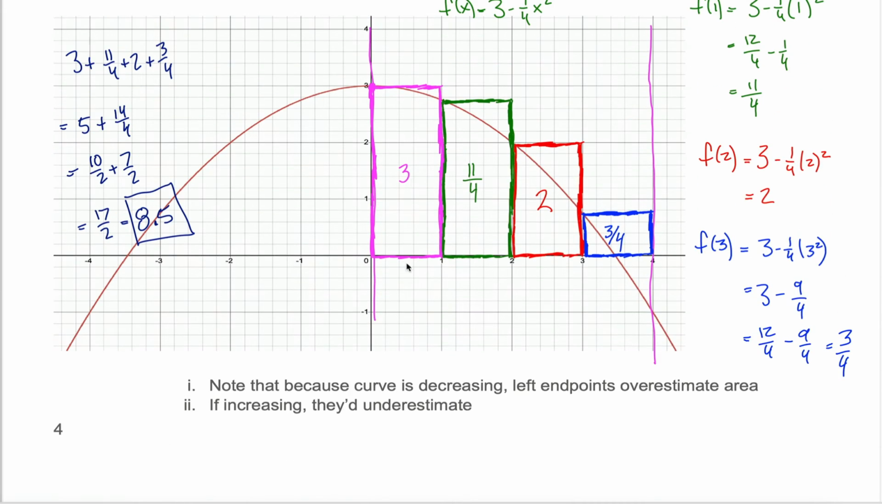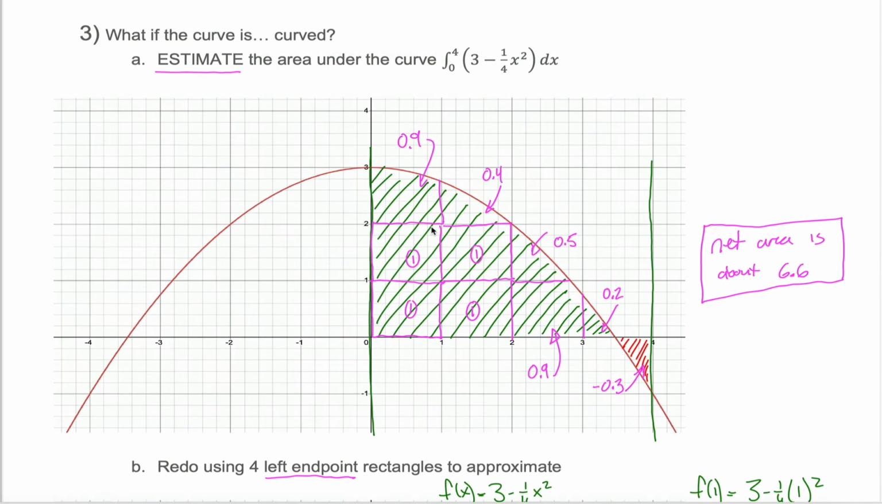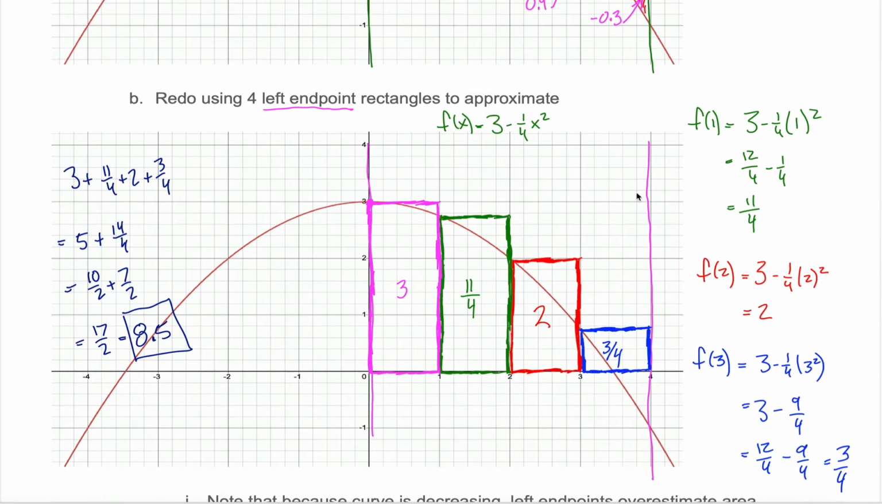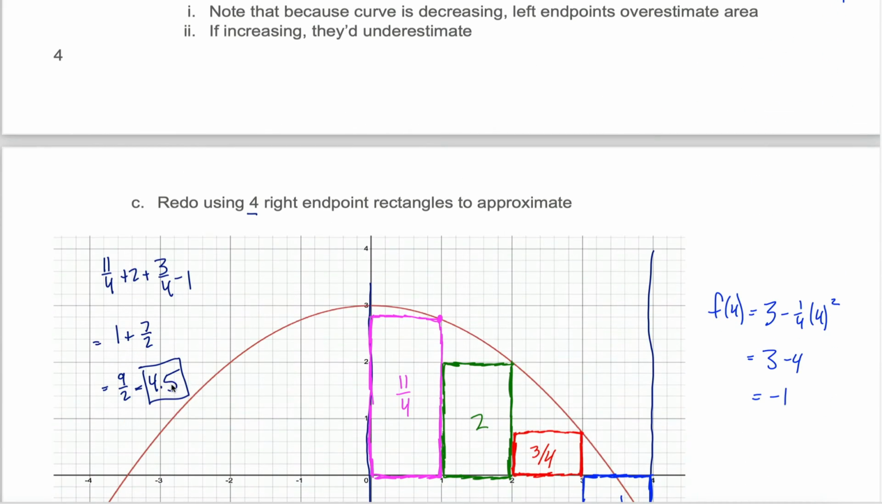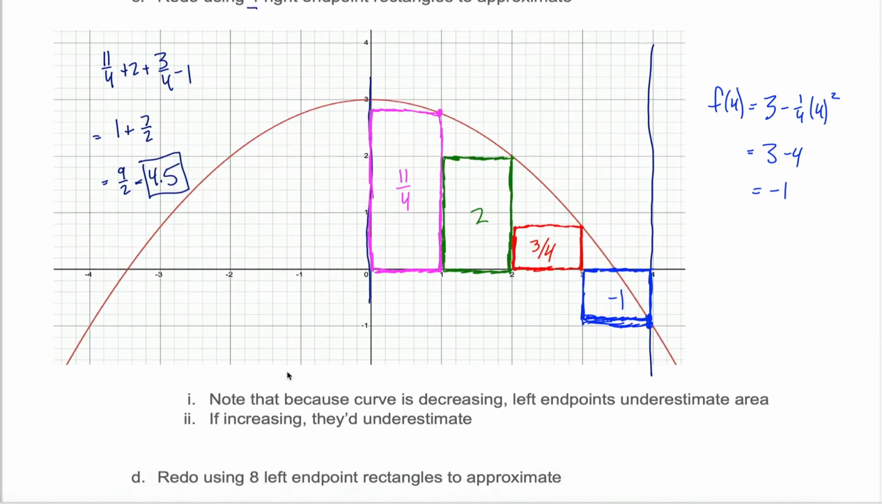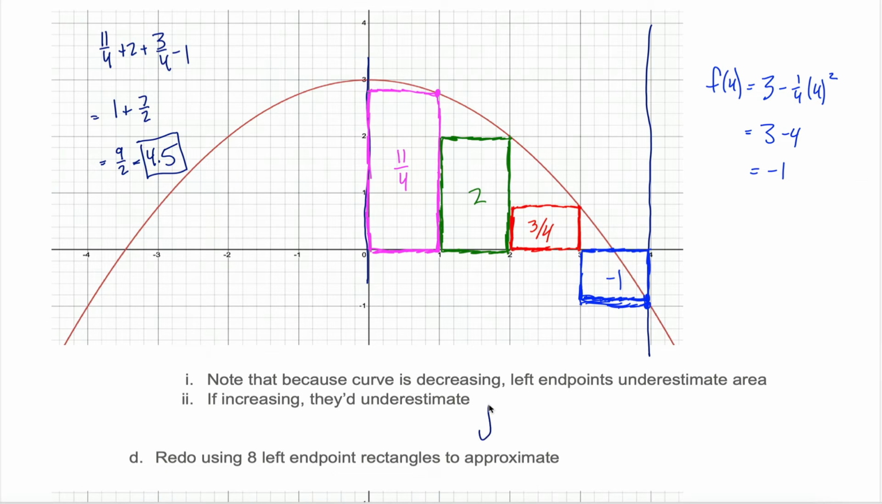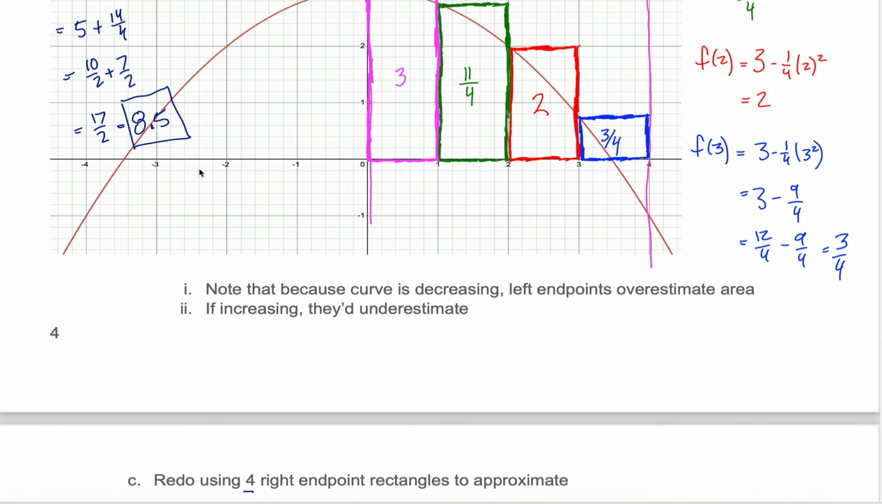So I still don't know the true value of the area underneath the curve. I suspect it's something close to 6.6, but I don't know exactly what it is. But I know that it's bounded by 8.5 and 4.5. And that's really important. The integral from 0 to 4 of 3 minus 1/4 x squared dx, the area underneath this curve, is still unknown at this point in the class, but it's greater than 4.5 and it's less than 8.5.